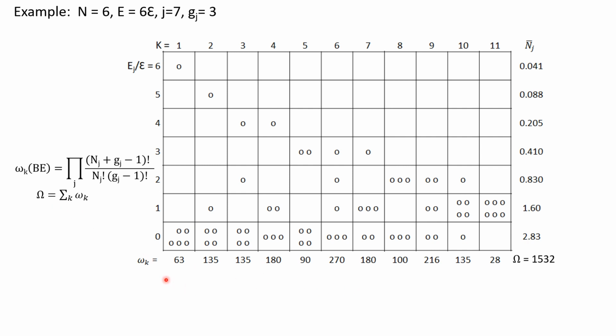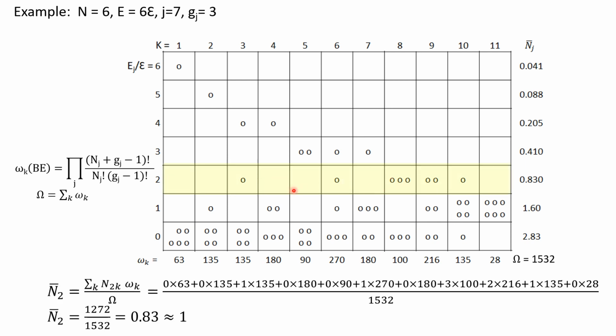If you look at the thermodynamic probabilities of these different macrostates, we see that some macrostates have higher probability and some have lower probability. For example, the highest probability is this one, 270. This means this is the most probable macrostate, and the most probable macrostate actually represents the equilibrium properties of the system.